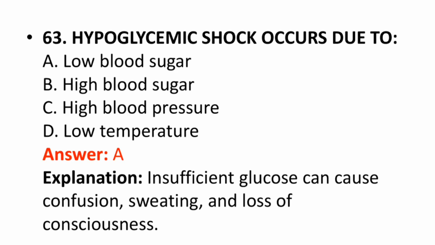Hypoglycemic shock occurs due to option A, low blood sugar. Option B, high blood sugar. Option C, high blood pressure. Option D, low temperature. The correct answer is option A, low blood sugar. Insufficient glucose can cause confusion, sweating, and loss of consciousness.